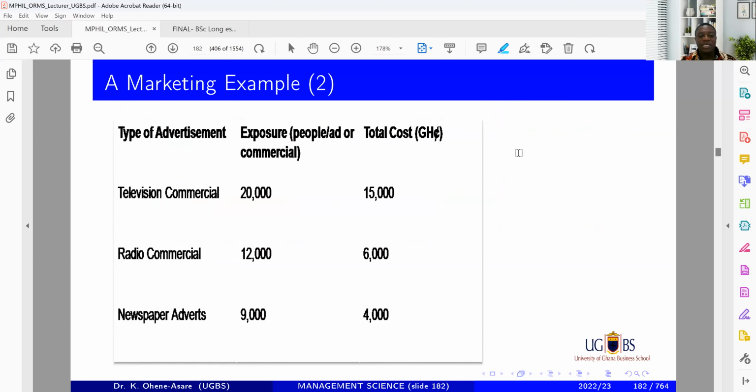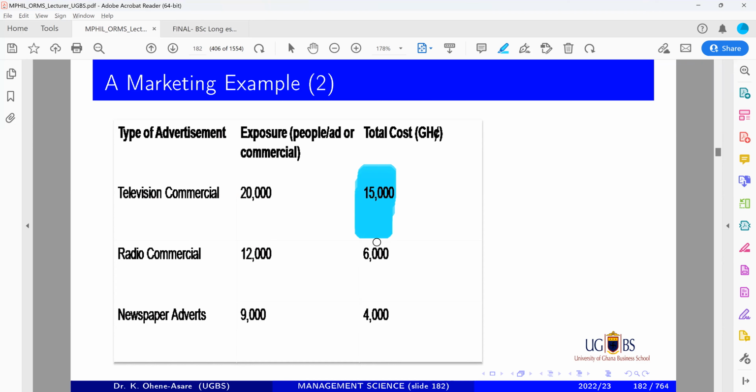What are you going to use here to write your objective function? What will you use? Who can tell me? How do you write the objective function? Is the objective function going to take the values here, or is it going to take the values here? Which one? How do you write the objective function?